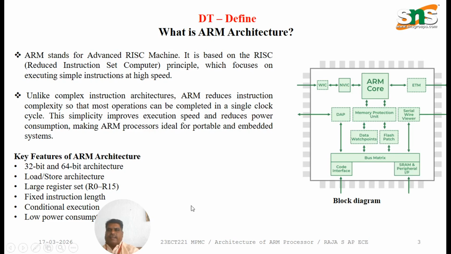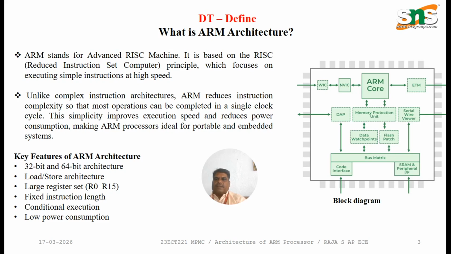What is ARM architecture? ARM stands for Advanced RISC Machines. RISC means Reduced Instruction Set Computer, and the opposite of RISC is CISC, Complex Instruction Set Computer. It is based on the RISC principle, which focuses on executing simple instructions at high speed. Unlike complex instruction architecture, ARM reduces instruction complexity so that most operations can be completed in a single clock cycle. This simplicity improves execution speed and reduces power consumption, making ARM processors ideal for portable embedded systems.